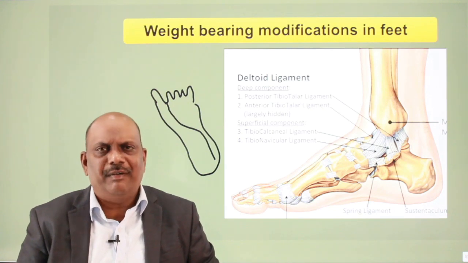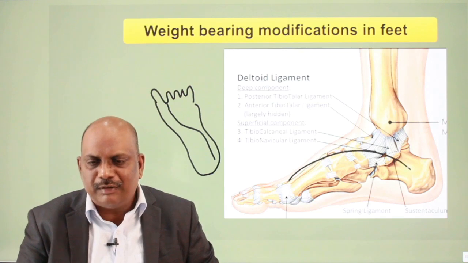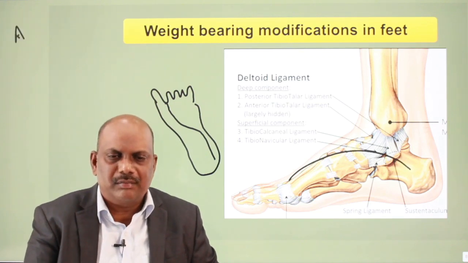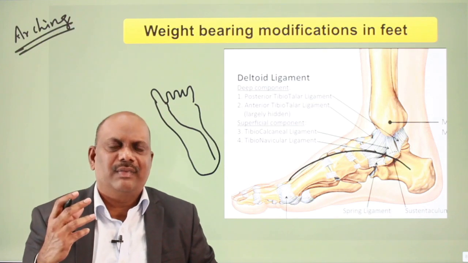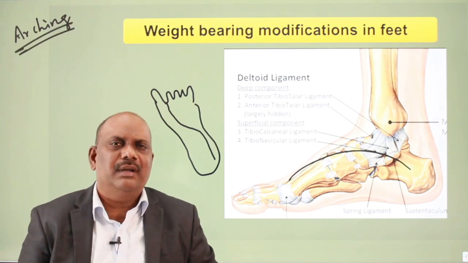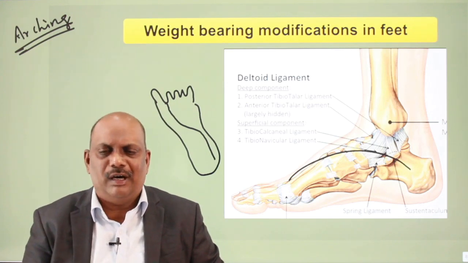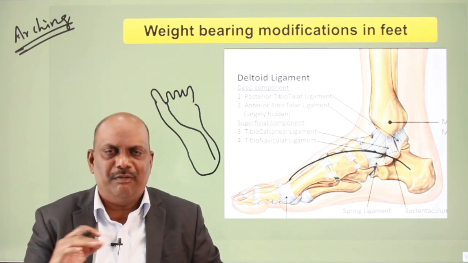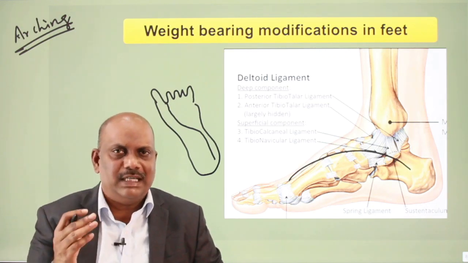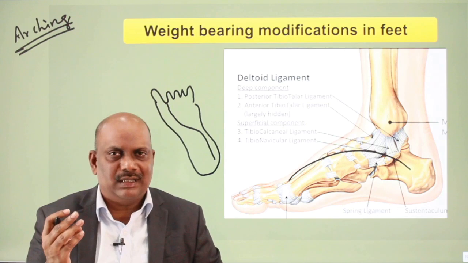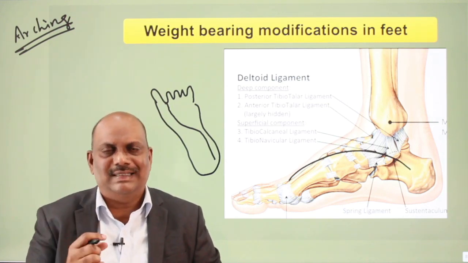You can see a number of examples here. The most important is the arching of the feet bones. This is a very important weight bearing modification. For some people, even now this arching may not be proper, so they may have flat foot. If somebody has flat foot, that is a disqualification for uniform services like Indian Police Service, Indian Revenue Service, Customs and Excise, etc.